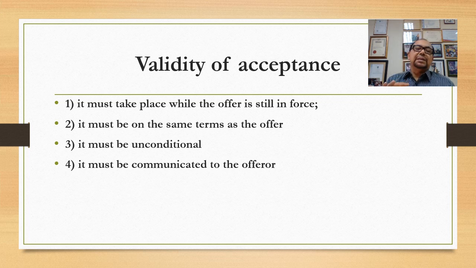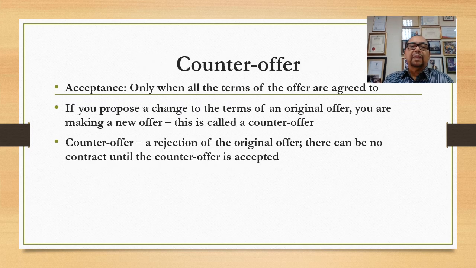This is a very simple thing to understand, but if you read it there, it's very difficult to understand what it means. I give you the simple explanation, and that's good enough for you to understand validity of acceptance, whether the contract is valid or not. Counter offer, I already told you just now. If you give another condition, anything, we call it a counter offer. Simple as that.